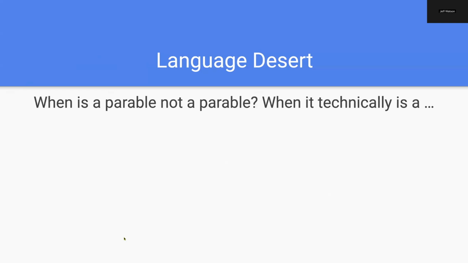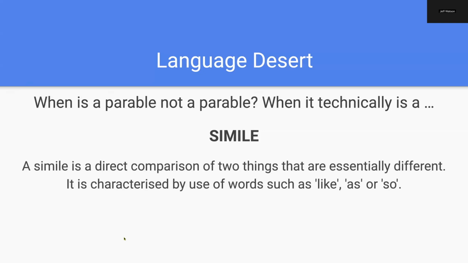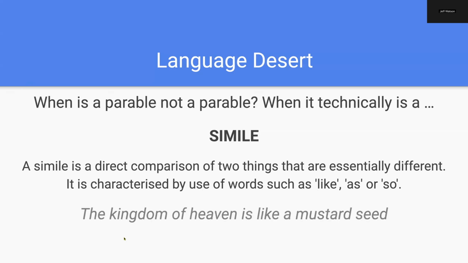Now, when is a parable not a parable? When it technically is a simile. Hopefully you remember what a simile is. I'll give you a second or two to think about that, of what is a simile, and do you have an example of one? A simile is a direct comparison of two things that are actually different, and often you'll see the word like, as, or so. An example being, the kingdom of heaven is like a mustard seed.